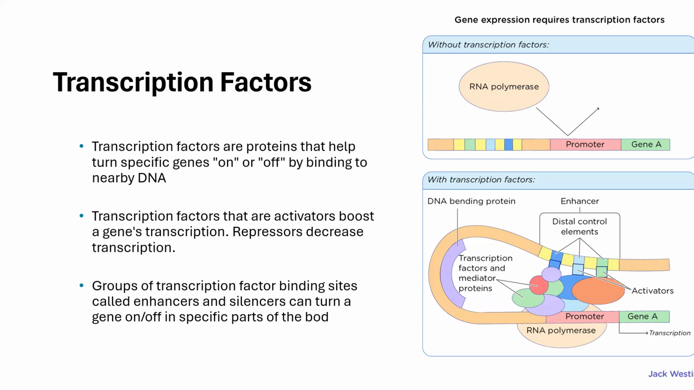We have activators, and these are transcription factors that are going to increase the gene's transcription. We have repressors, which are transcription factors that are going to decrease the gene's transcription. And then we have sites on the DNA where these activators and repressors bind. Those are called enhancers, which bind multiple activators, and then silencers, which bind multiple repressors.